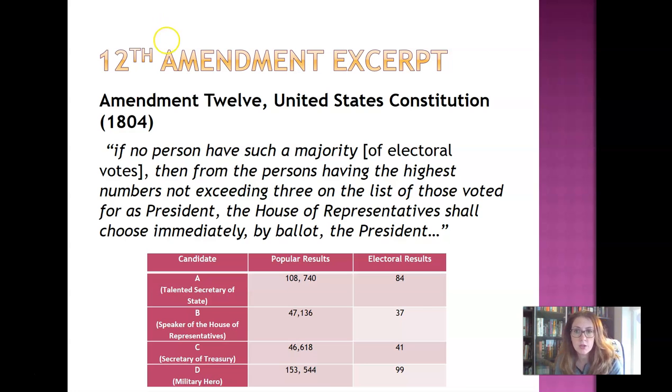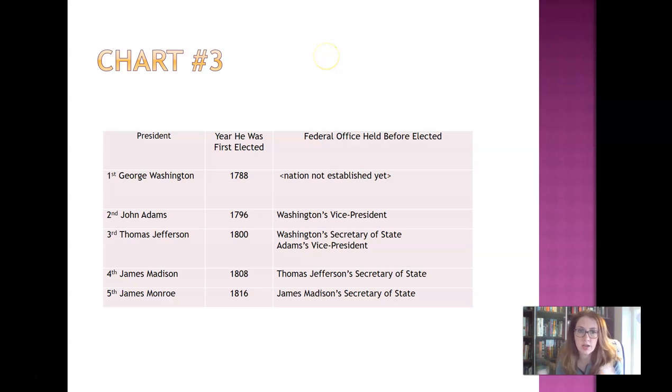So here is just looking at historically what qualifications people had before they became president. George Washington didn't have a federal office before he became president, but he was commander of the Continental Army, as we know, and he had served in the Virginia legislature as well. John Adams had been the vice president. Thomas Jefferson had been a Secretary of State under Washington, and he had been Vice President under Adams. James Madison had been a Secretary of State, and James Monroe had been Secretary of State. So you can see that of the first 5 presidents, the last 3 had had experience being Secretary of State.